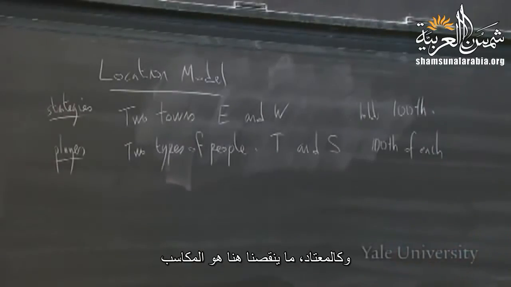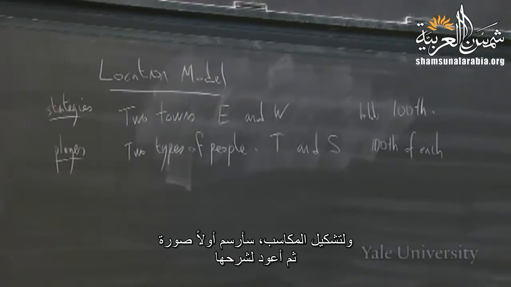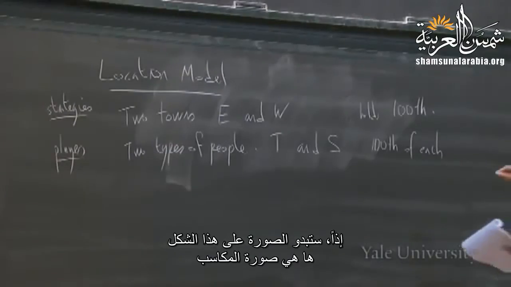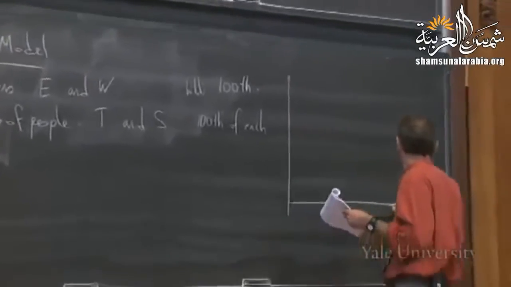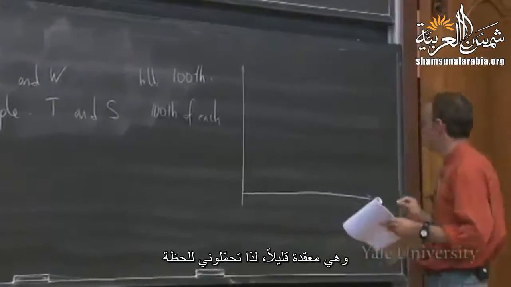So as usual, what's missing is the payoffs. All right? And to model the payoffs, let me first of all draw a picture and then come back and explain it. Okay? So the picture is going to look like this. Here's the payoff picture. And it's a little complicated, so just bear with me for a second.